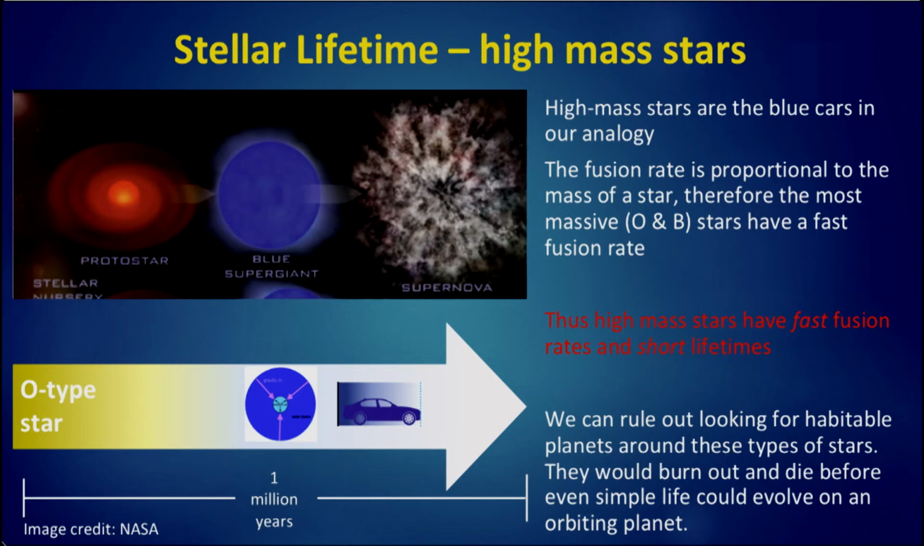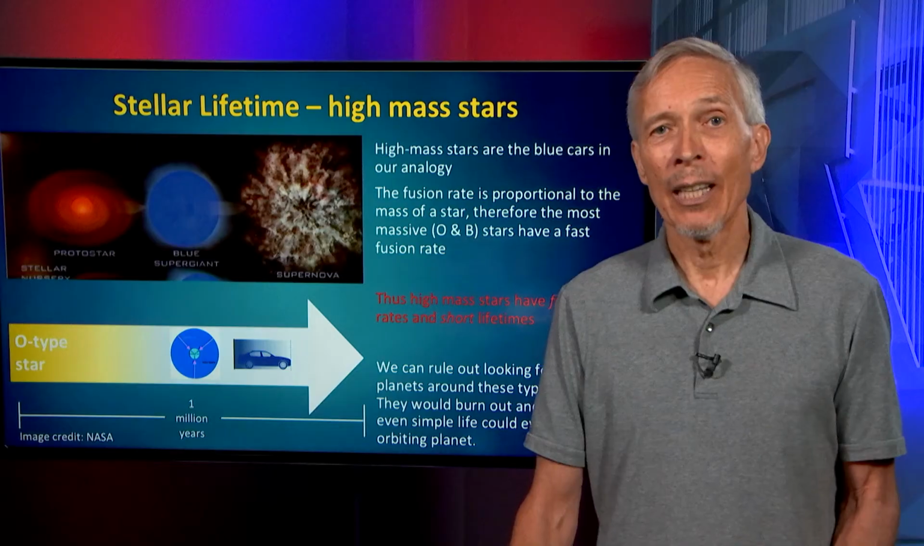So we have this enormous range in the stellar spectrum of masses. From the most massive stars to the least massive stars, it's a factor of more than 1 million in the rate of fusion or energy production, and a correspondingly large factor in lifetime.